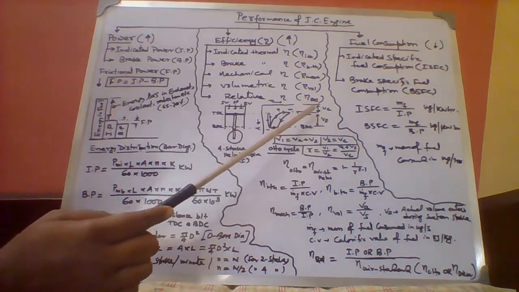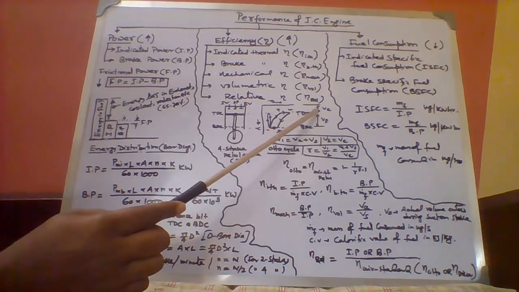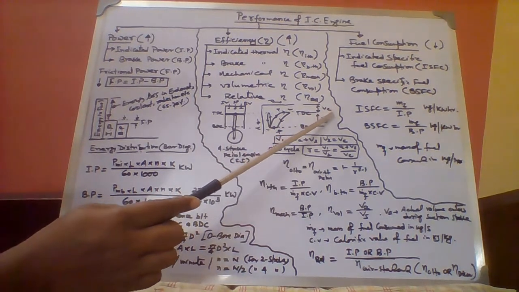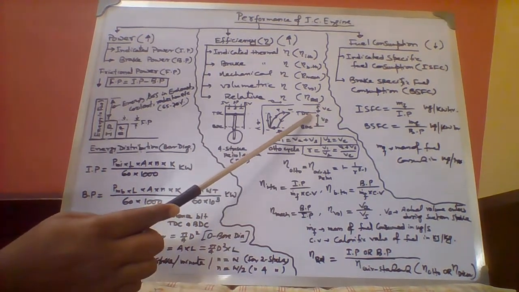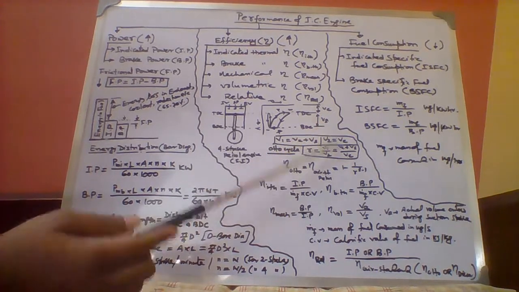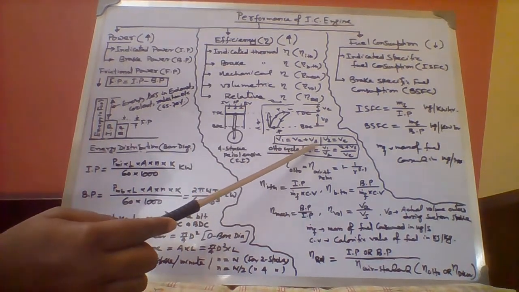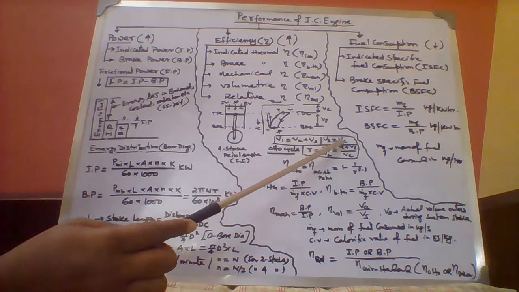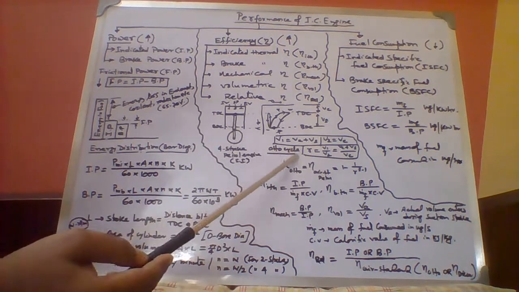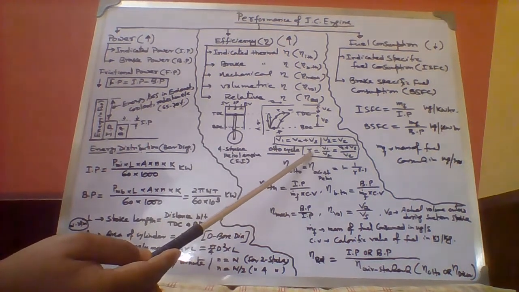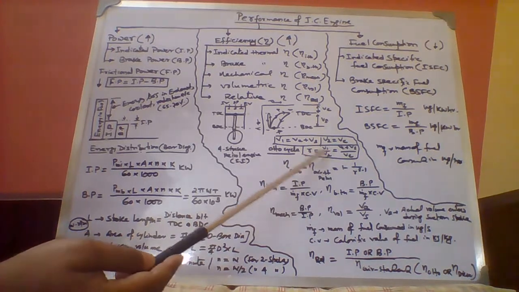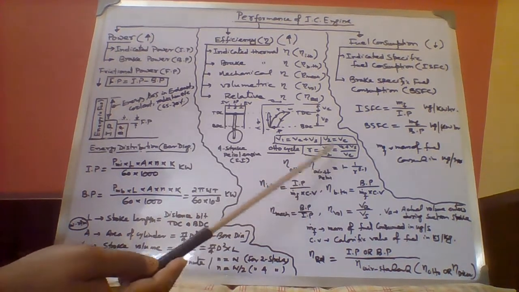So here you can see the space in between the cylinder head and the TDC is VC, that is clearance volume, and the space between TDC and BDC is VS. So what about V1? We can write VC plus VS, and what about V2? That is VC. And if you remember the Otto cycle, there is a ratio known as compression ratio, the volume before compression to the volume after compression.